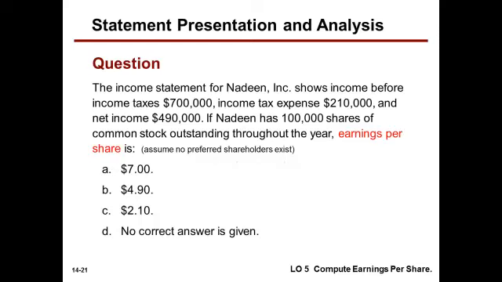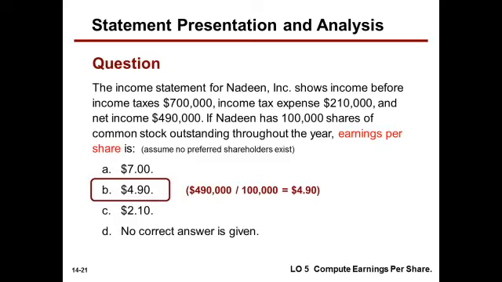Review question. The income statement for Nadine Inc. shows income before taxes of $700,000, income tax expense of $210,000, and net income of $490,000. If Nadine had 100,000 shares of common stock outstanding throughout the year, what is the earnings per share calculation? Let's assume that there are no preferred shareholders at all, so therefore there's no dividends to preferred shareholders. The entire net income belongs to common shareholders.